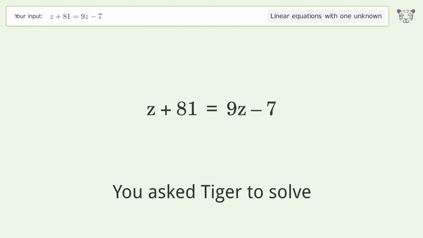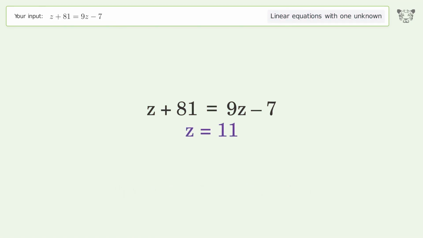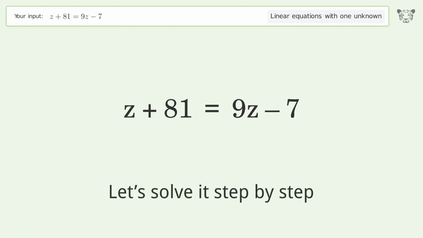You ask Tiger to solve this. This deals with linear equations with one unknown. The final result is z equals 11. Let's solve it step by step.